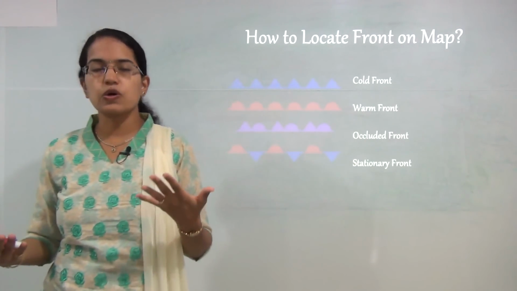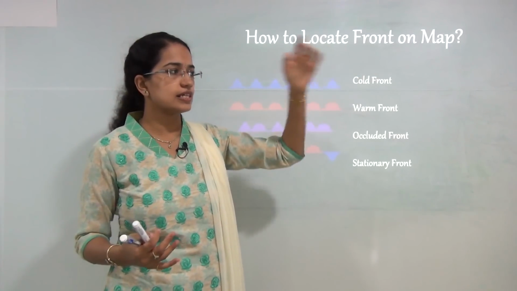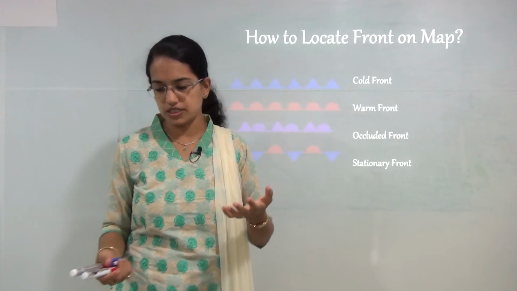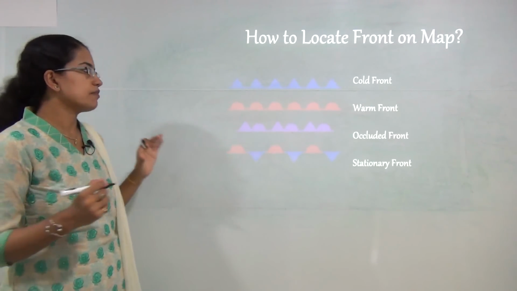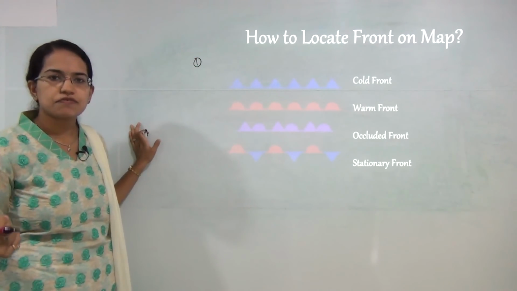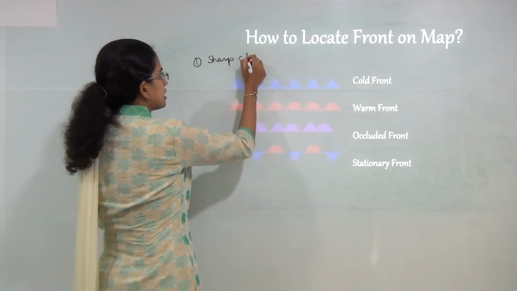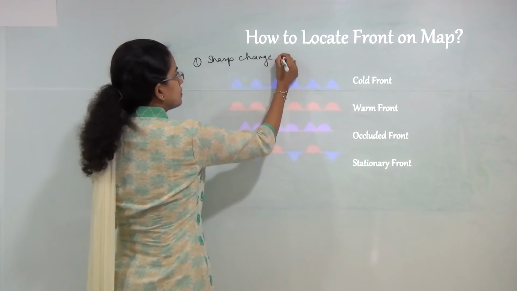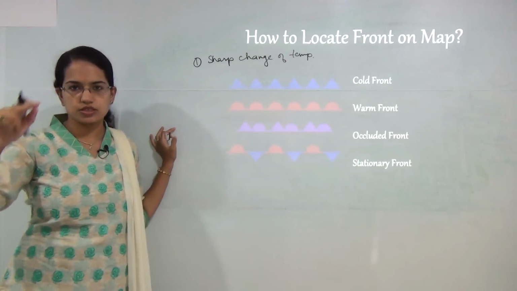Now how do we locate fronts on a map? How can I say this is a region where there would be front formation? The answer to this problem is very simple. There are a few governing factors based on which we can locate fronts. First, there is a sharp change in temperature. So if you have a sudden change of temperature, you would have formation of fronts.